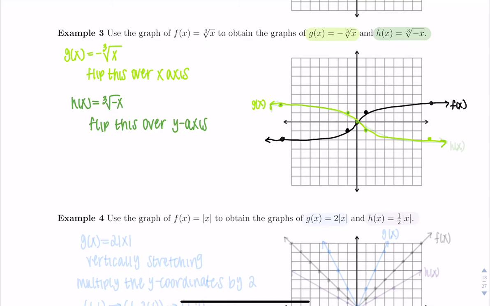And the same idea goes for my 8, 2. Now becomes 8, negative 2. And negative 8, negative 2 becomes negative 8, positive 2. And so what ends up happening is we actually get the same graph.